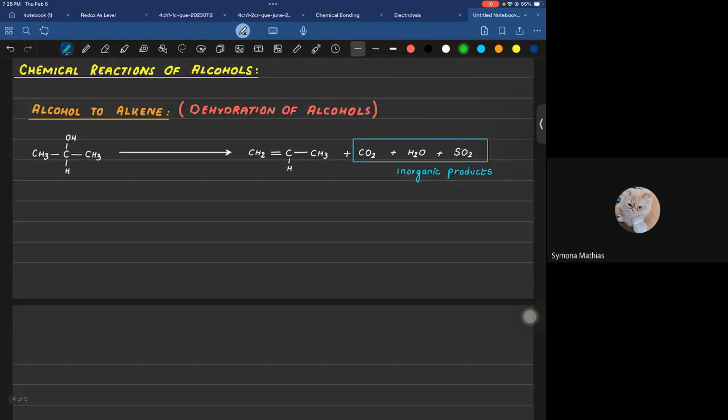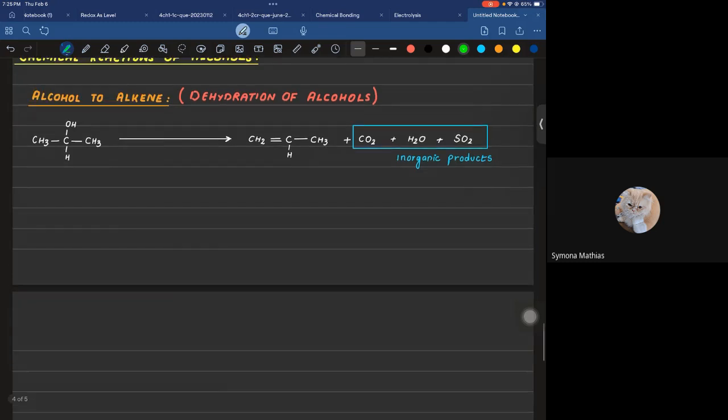And also remember, on adjacent carbons the water would be removed. On adjacent carbons. So let's suppose I'm going to give you this compound. You can see this: C, then OH, then CH3, then CH3, and then CH3. Okay. So this OH and this H can be removed.